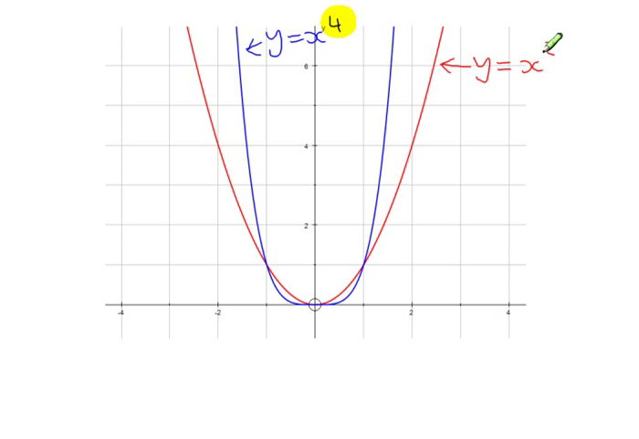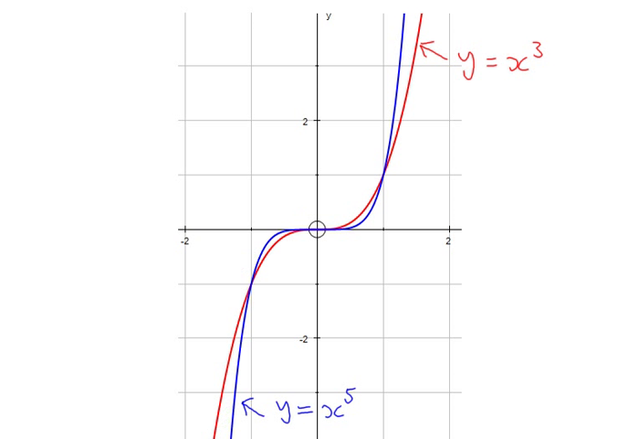Here we can see the graphs for y equals x squared and y equals x to the power of 4, and what we're seeing here is when the power increases, so the power's even, and when it increases, this U-shaped curve is flatter near the origin. The same thing is true when we look at y equals x to the power of some odd number, so x to the power of 3 and x to the power of 5. If you look at x to the power of 5, so the blue curve, it's flatter in this region compared to the red curve.